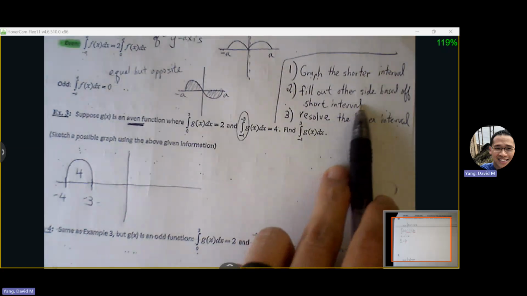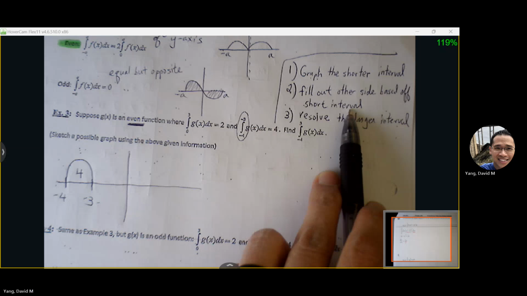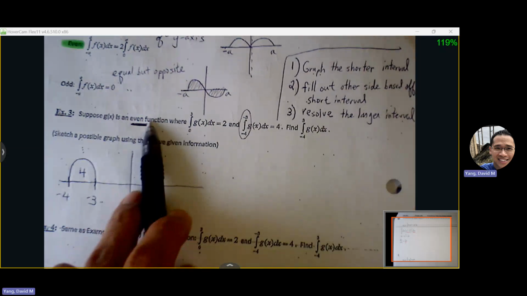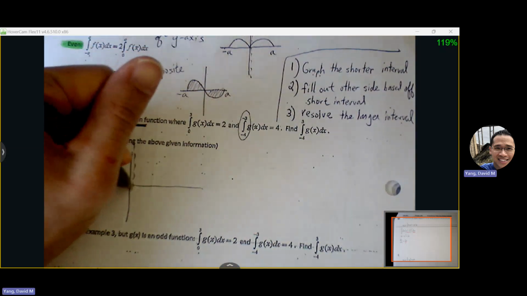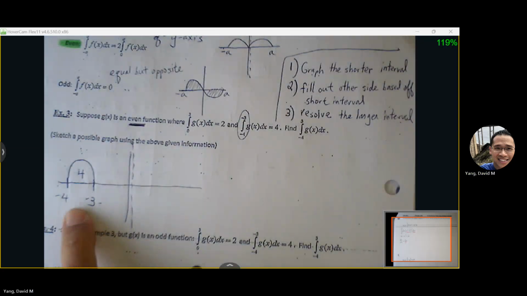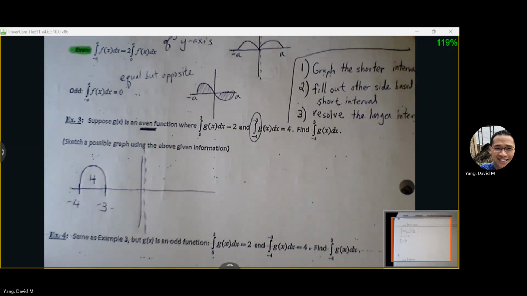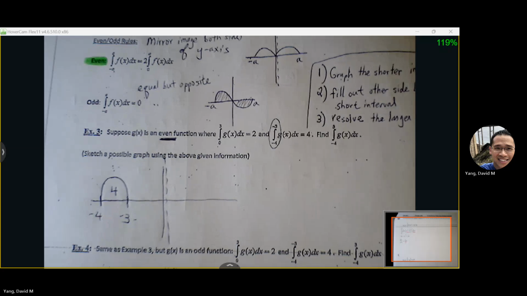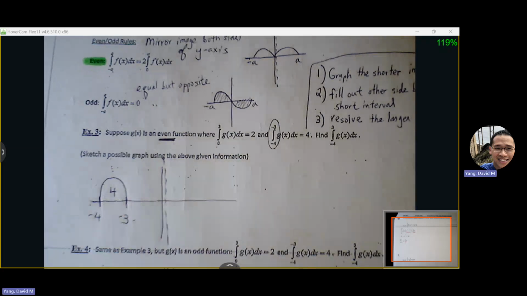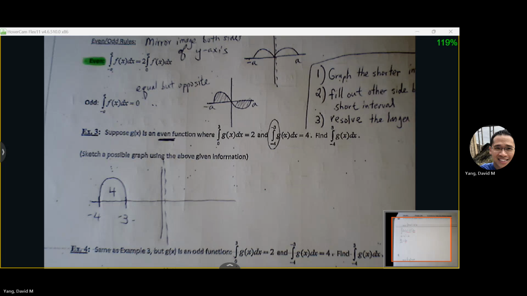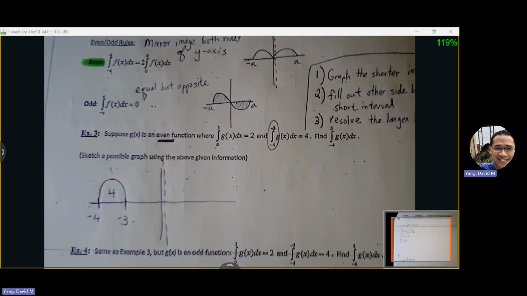Next step, fill out the other side based off of the shorter interval. So just based off of this and the fact that it's even, what can we do on the other side? What would a mirror image look like on the other side? If I just had this to look at. There's also a region 4 between what and what? Between 3 and 4. Okay.